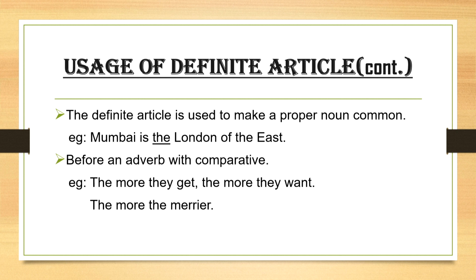Moving on. Next use, the definite article is used to make a proper noun common. For example, Mumbai is the London of the East. Next, before an adverb with comparative. For example, the more they get, the more they want. Another, the more the merrier.